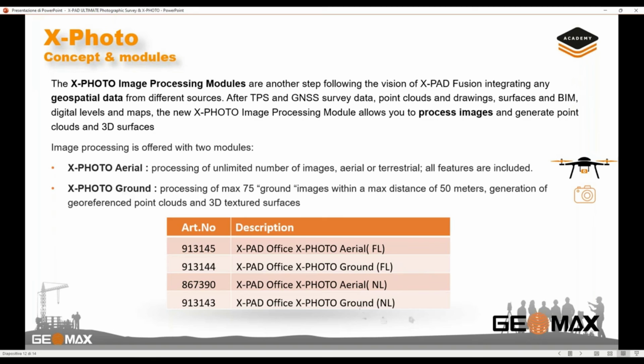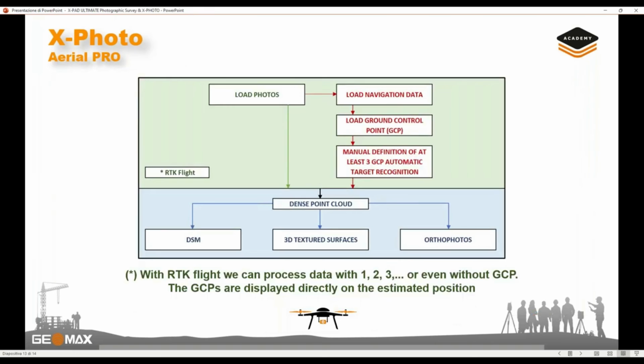Of course, the license can be node locked, so linked to a single laptop, or floating, so installed on a server and then used from different laptops. And basically, this is the workflow that we can use with Aerial Pro. We can process aerial or terrestrial photogrammetry datasets. We can load the data, load the navigation data if not recognized automatically by the software, load the ground control points, or reference points, it is the same, manual definition of at least three ground control points or reference points, then create the output: dense cloud, DSM, 3D textured surfaces, and orthophotos.